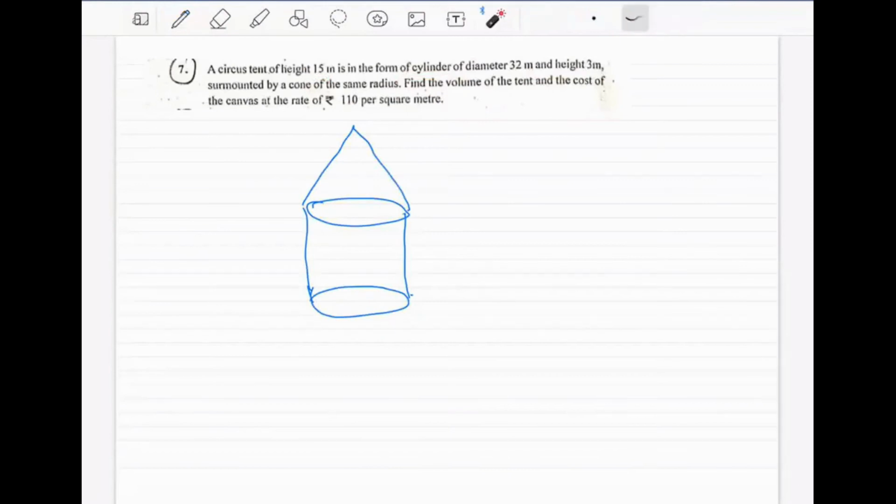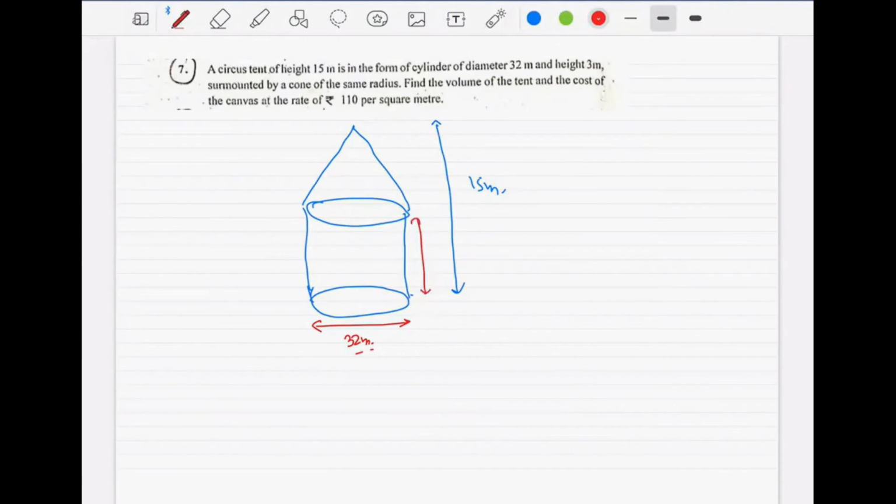What is given here is a circus tent of height 15 meter. The total height is 15 meter. And it consists of a cylinder of diameter 32. This cylindrical part, the diameter is how much? The diameter is 32 meter. Height is 3 meter for the cylindrical part. Okay, so this part right here is 3 meter.